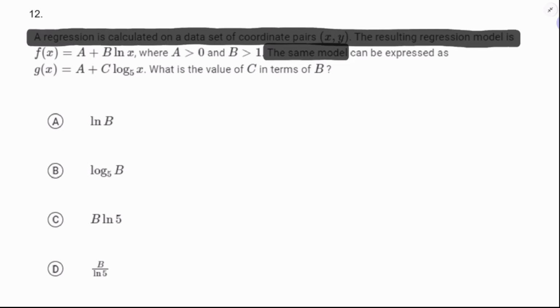Okay, so a plus b natural log x. I don't usually do this, but I'm going to write that as log base e of x. And I need that to equal a plus c times log base 5 of x. Okay, and so really what I need is the relationship between b and c. So I'm going to subtract a from both sides of this equation and just not worry about that anymore.